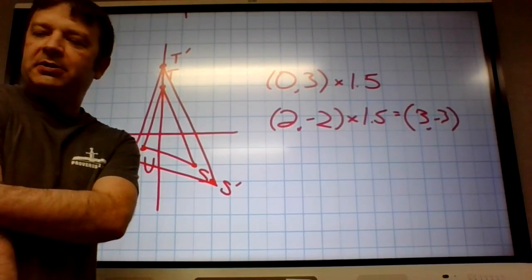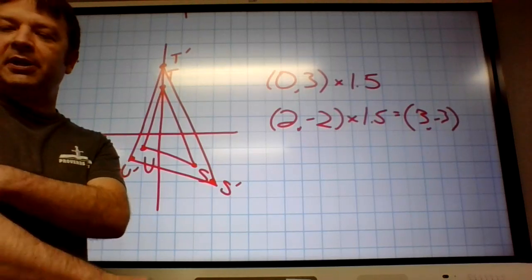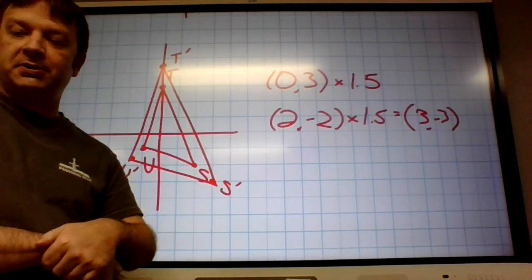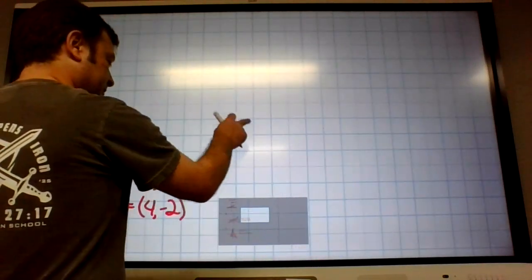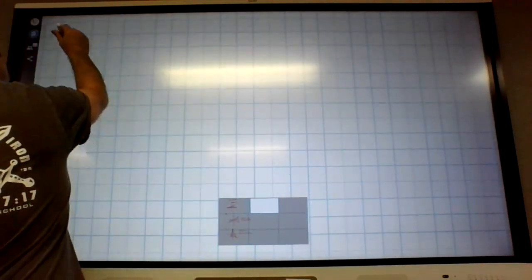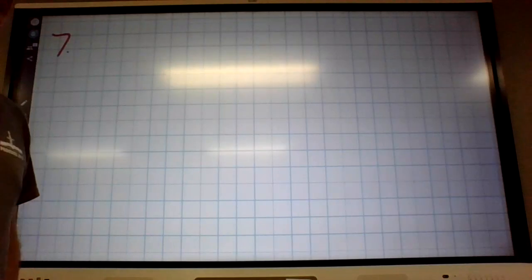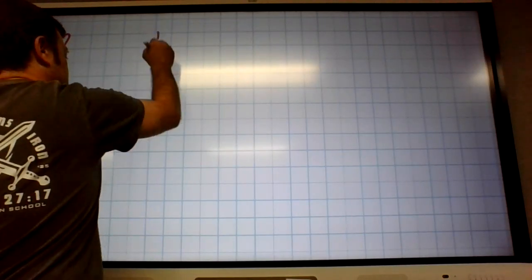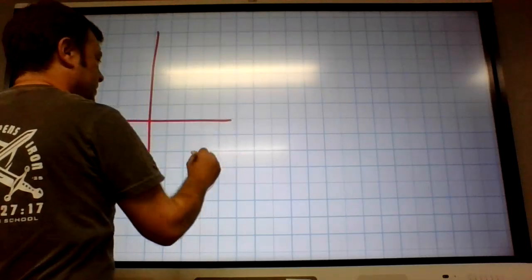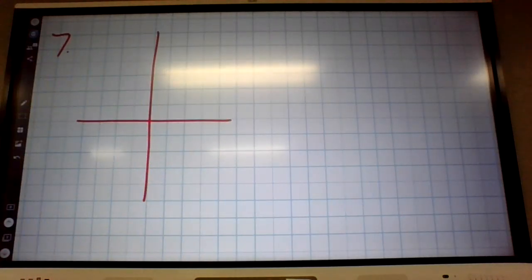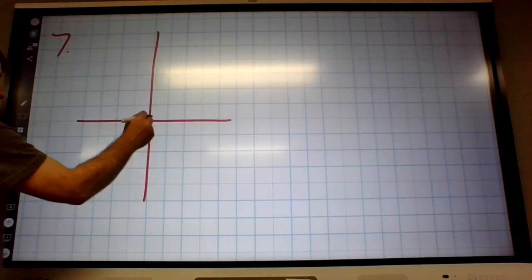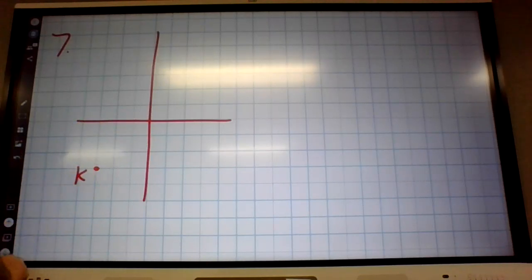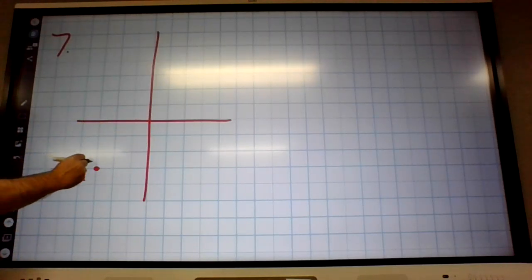On 7, I told the other class you don't have to draw the original, you can just do the dilation, it's fine. I'm not sure if they meant for us to draw the original or not, but I'm not really concerned about it. Okay, so we're doing a 1.5 dilation. So K is at -2, -2 times 1.5 will be -3, -3. Right there, -3, -3. Guess that'd be K prime.